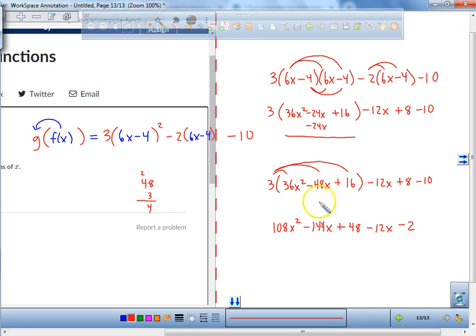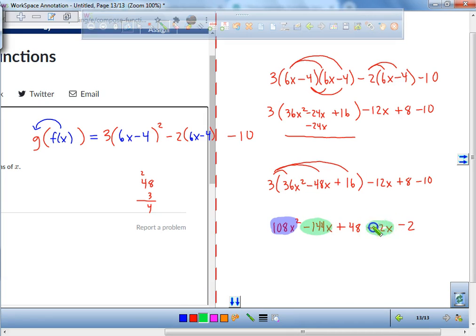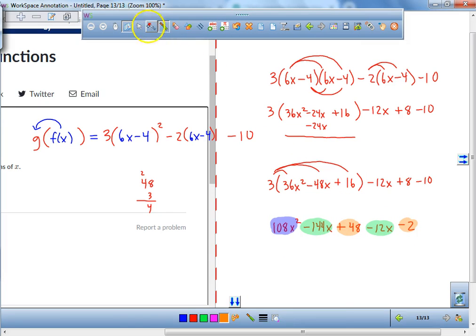So now all we got to do is combine like terms. So what are our terms that are like terms? I got 108x squared, so I have no more x squareds. I've got negative 144x, and I got a negative 12x, and then I have what? 48 minus 2. Whew. So what's our final answer?